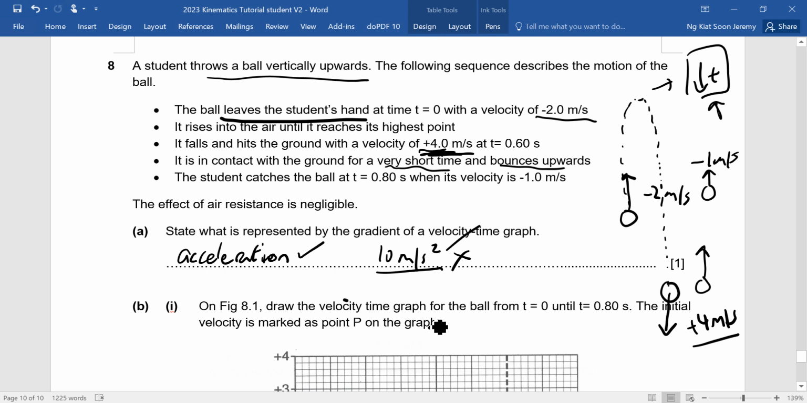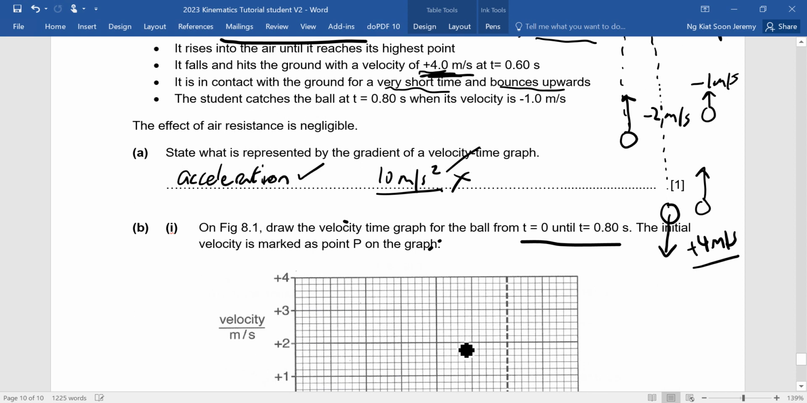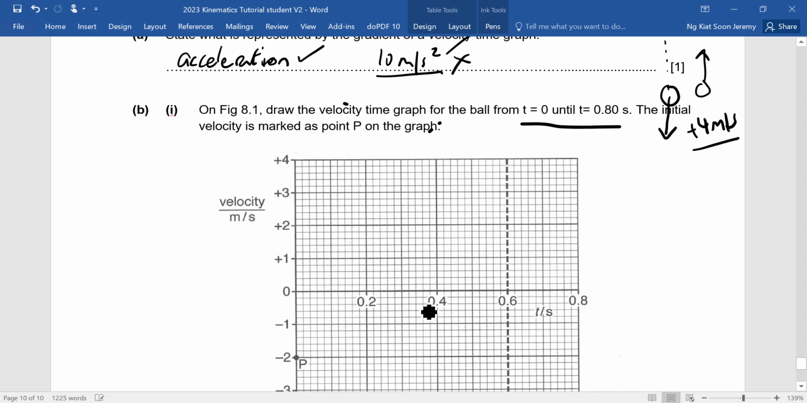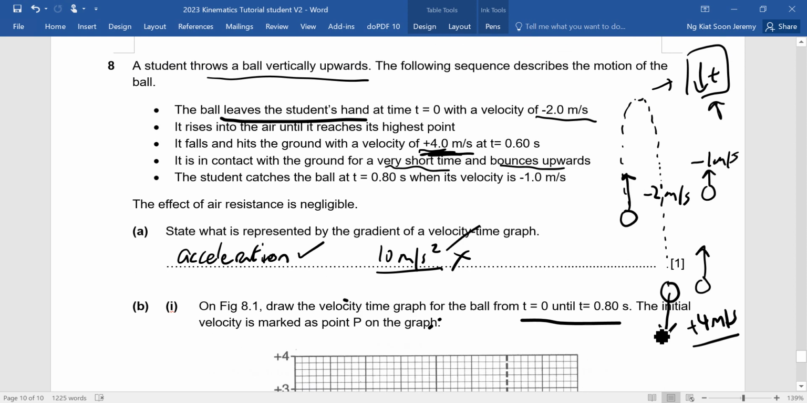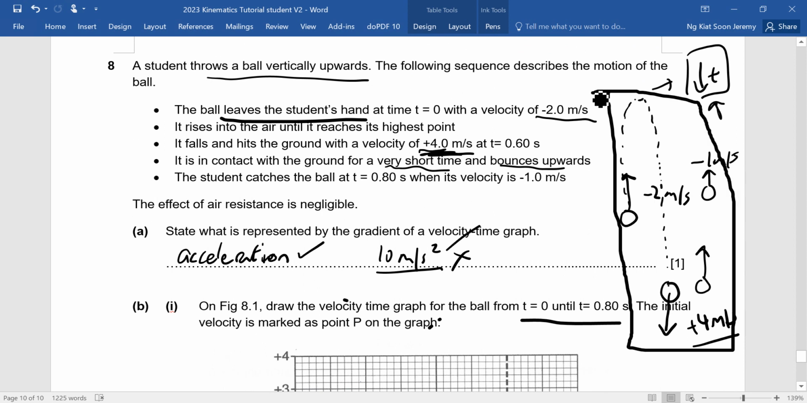So draw the velocity time graph from 0 to 0.8. Okay, initial velocity is marked as point P in the graph, right? Like I said, we know that in this motion, free fall, throughout everything here, with the sole exception of the time where the ball is in contact with the floor, right? Everything here, the a is downwards and 10 meter per second squared because it's in free fall. Okay, so I say again, the whole motion is free fall except when the ball touched the ground.